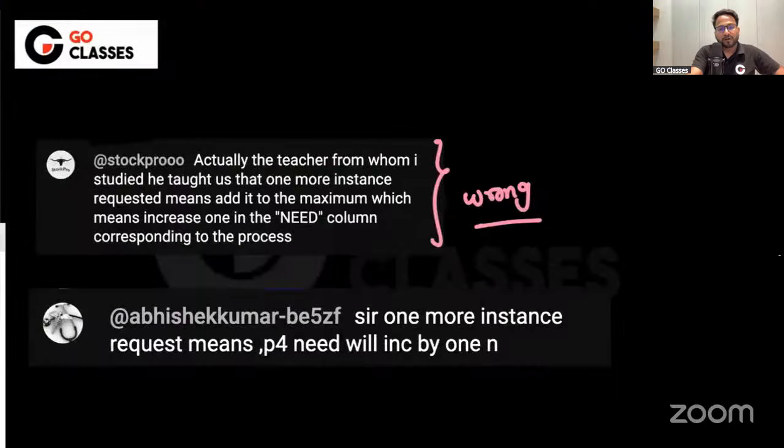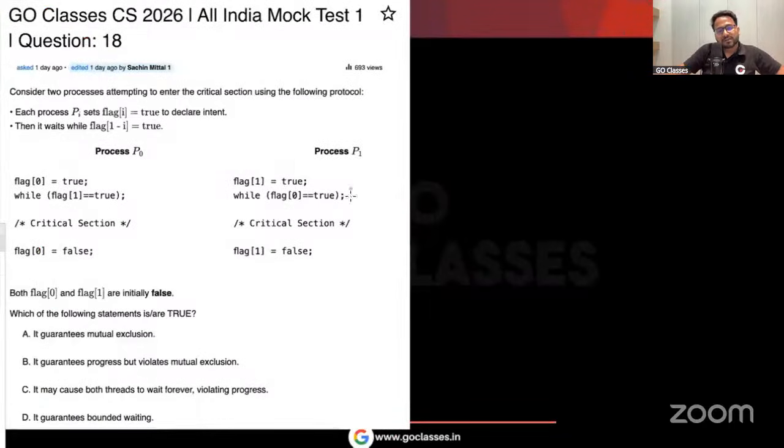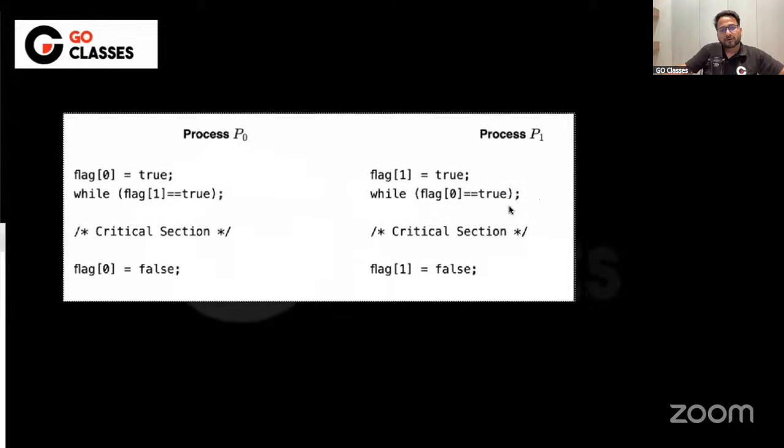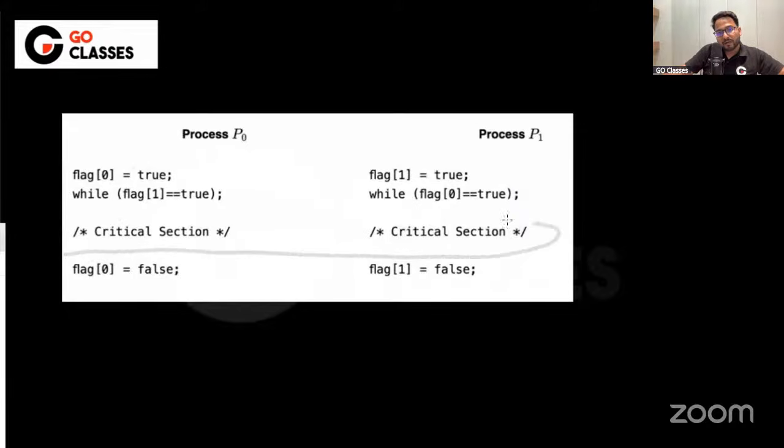Now let's just move to the next question. So let's see this question. In this question, they are asking mutual exclusion, progress, bounded waiting, these things. Okay. So let's just see. Tell me, is mutual exclusion satisfied? Can both the processes enter into the critical section at the same time?